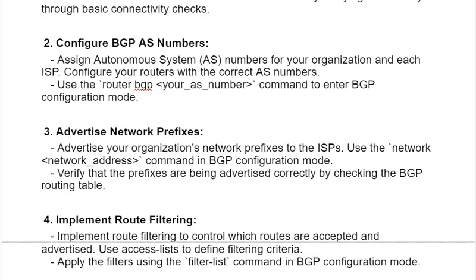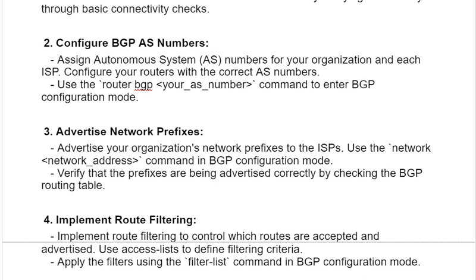Our second solution is configure BGP AS numbers. Assign autonomous system (AS) numbers for your organization and each ISP. Configure your routers with the correct AS numbers. Use the router bgp your_AS_number command to enter BGP configuration mode.